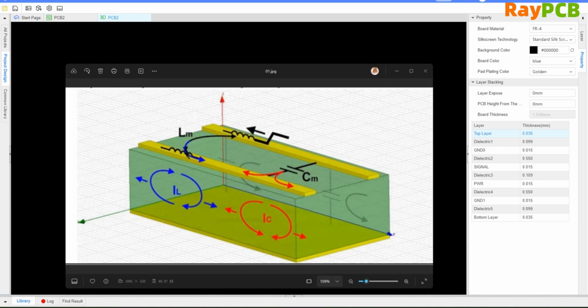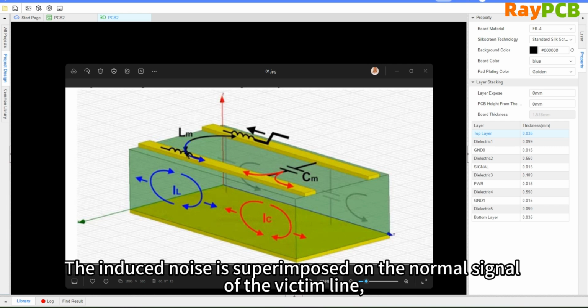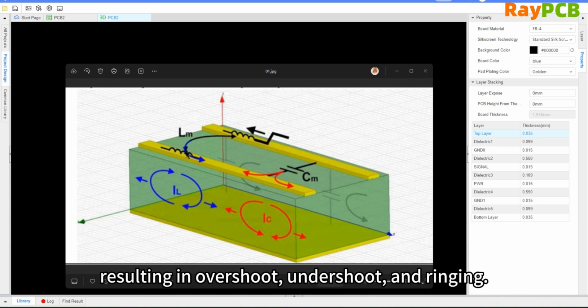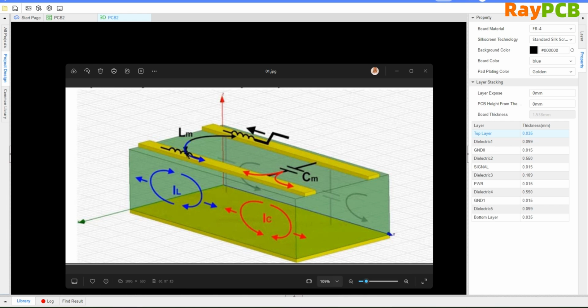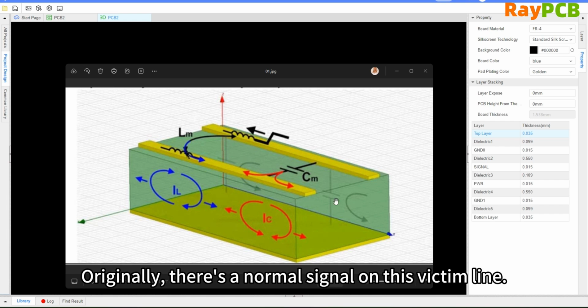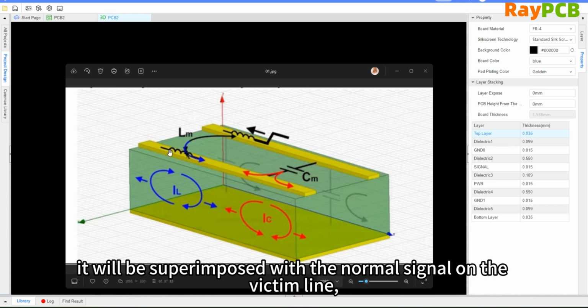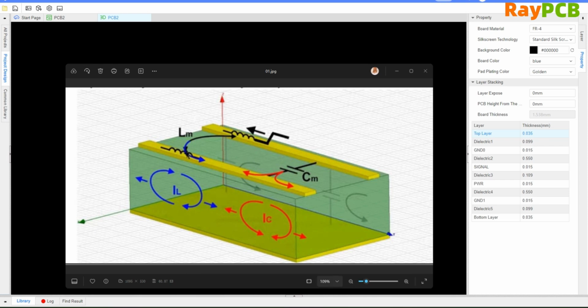So what are the dangers of crosstalk? First, there's signal distortion. The noise from the aggressor will be superimposed onto the normal signal of the signal line. This can lead to severe distortion, resulting in phenomena like overshoot and undershoot. This is easy to understand. Originally, there is a normal signal on the victim line, but when the signal from the aggressor line couples over, it becomes dangerous. The normal signal on the victim line gets superimposed with the coupled signal. This causes signal distortion.